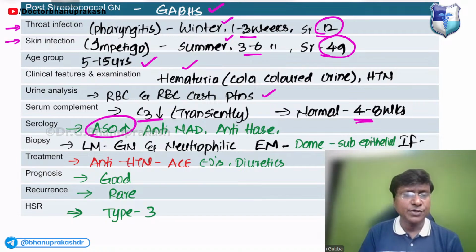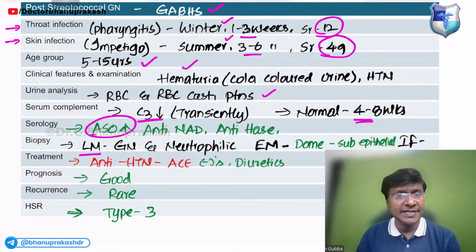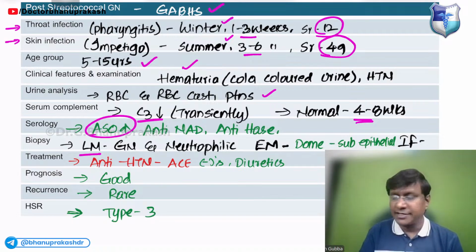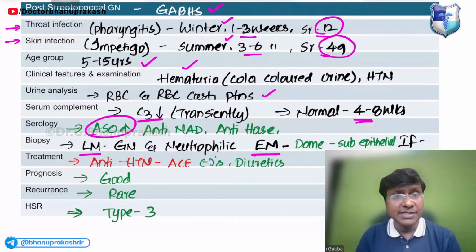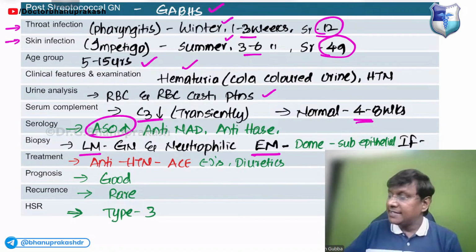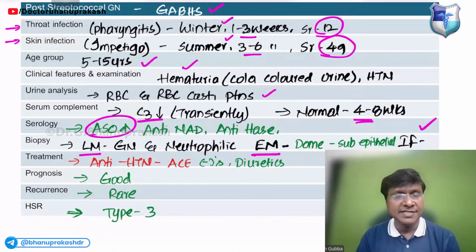What is the investigation of choice? Biopsy. On biopsy, light microscopy will show you glomerulonephritis and neutrophilic infiltration. Electron microscopy will show you the presence of humps that are due to subepithelial deposits. And in immunofluorescent microscopy, you will have IgG and C3 that will give you a starry sky appearance.